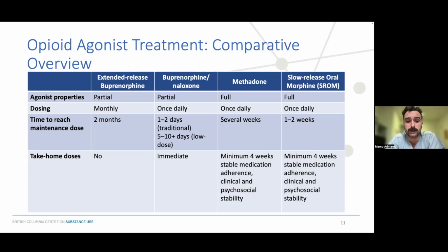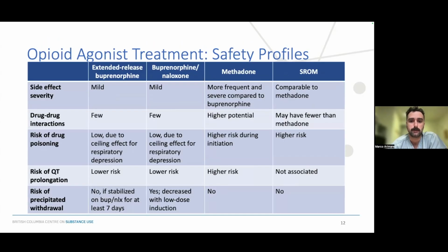For both, take-home dosing is possible after a minimum of 4 weeks of stable medication adherence, in addition to clinical and psychosocial stability. Next slide. Thank you. So both the buprenorphine-based medications have a milder side effect profile, while methadone and SROM have more frequent, severe, and dose-dependent side effects.